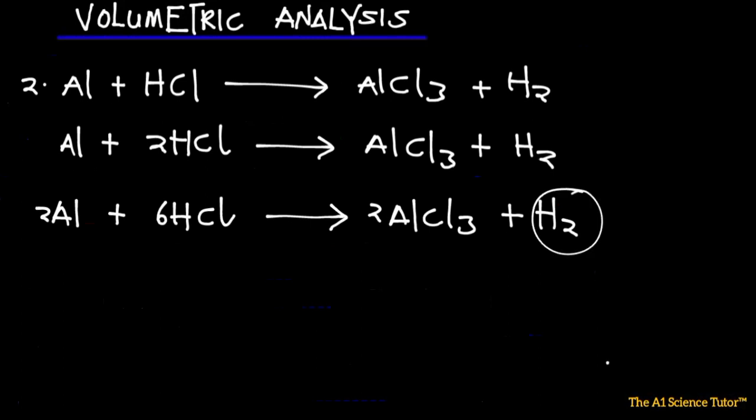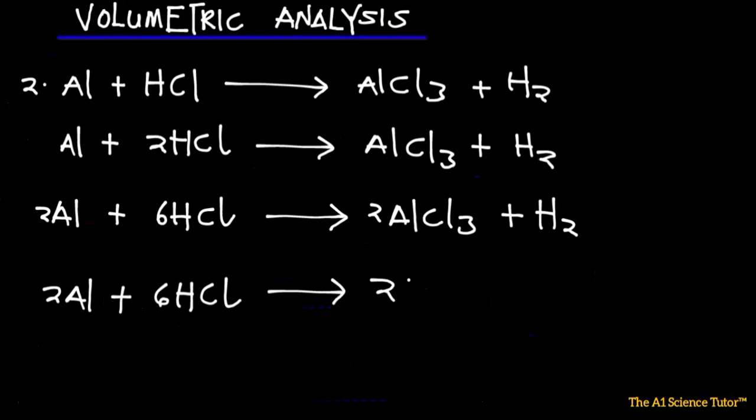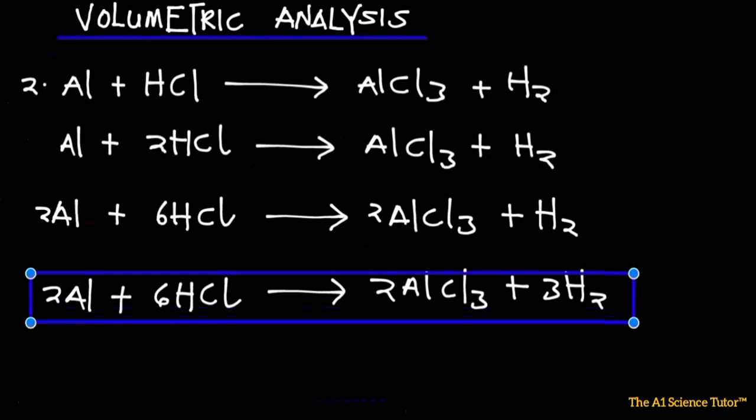Then for the hydrogen atoms, which are 2 on this side, while there is 6, right? So we just need to place a 3 in front. So that gives us 2 aluminum plus 6 HCl and 2 aluminum chloride, and this is 3H2. So this is the balanced form. This is the balanced form of the equation. Okay. Let's try another one.